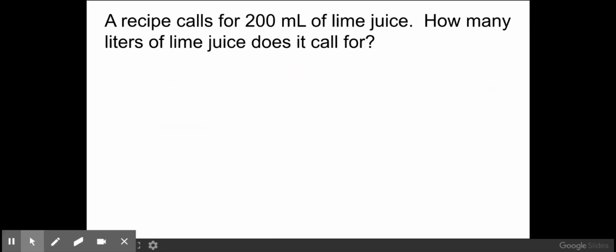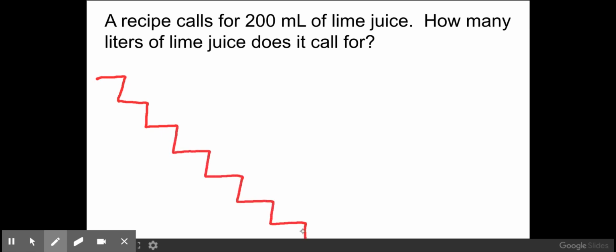Let's look at another example. This one says, a recipe calls for 200 milliliters of lime juice. How many liters of lime juice does it call for? Now let's remember that I start with my ladder, so I need 7 steps. 1, 2, 3, 4, 5, 6, 7. And I say, King Henry did nothing during class Monday.